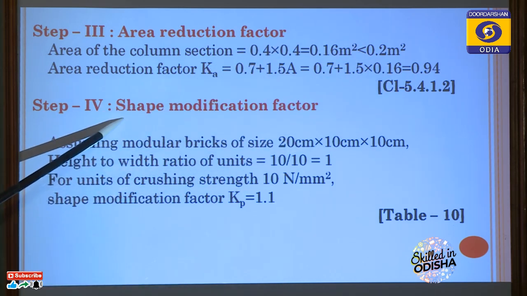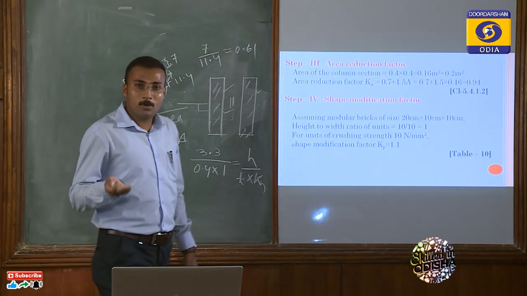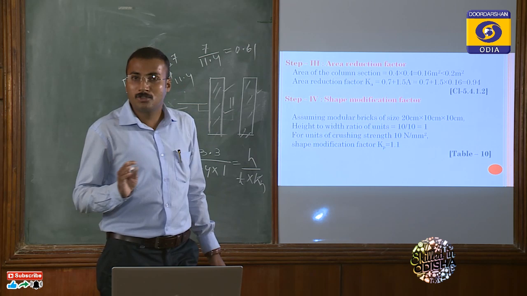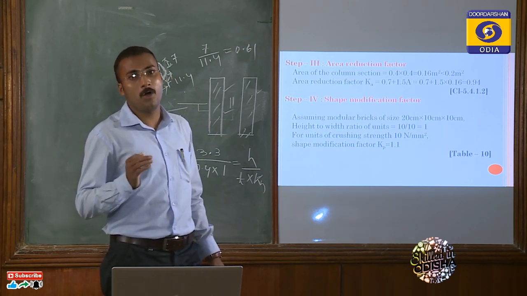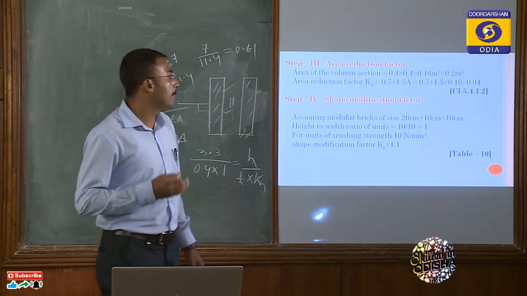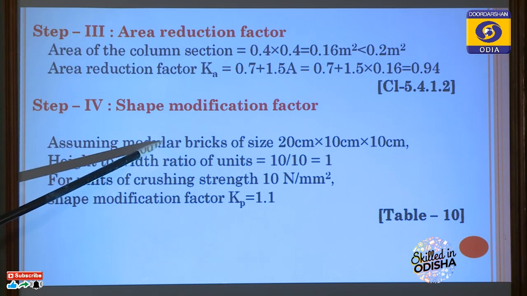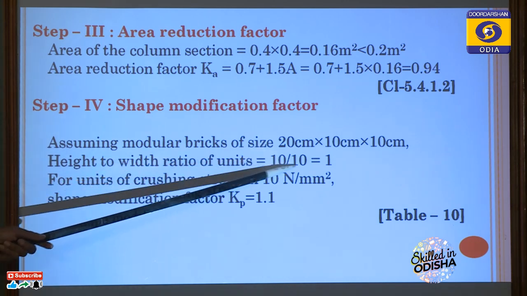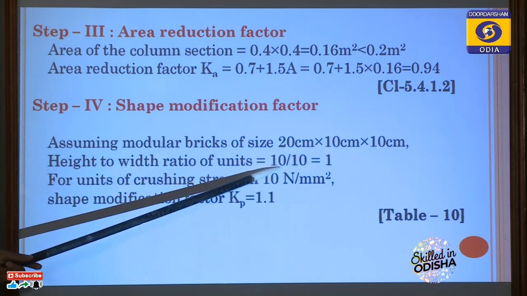Another shape modification factor is also there. We have assumed here modular bricks, that means 20 into 10 into 10. But when the code was developed, there were no such modular bricks. People used to use traditional bricks of 22.4 into 11.4 into 7. But nowadays we are using modular bricks. These modular bricks have a height to width ratio of units of 10 by 10, that is 1. So this is width, this is height, so height by width comes to 1.